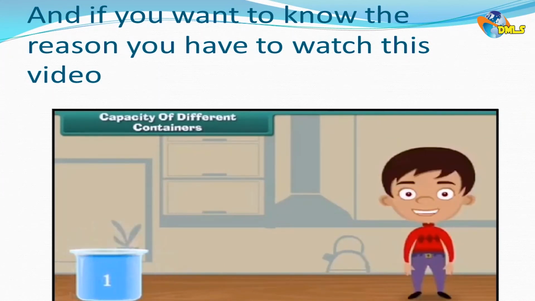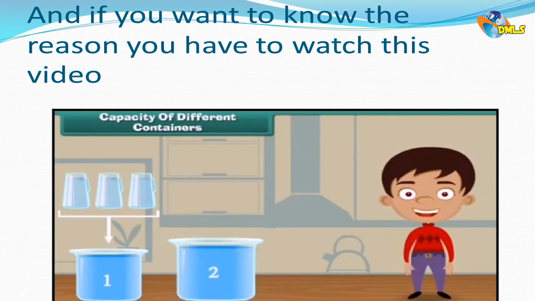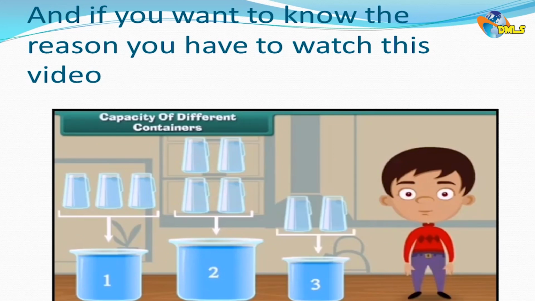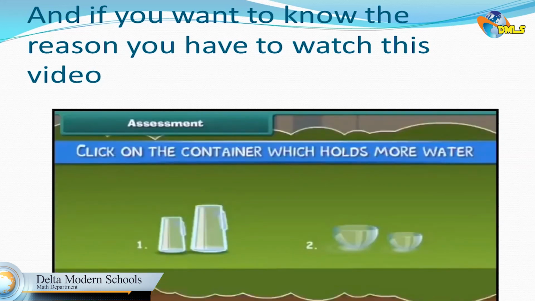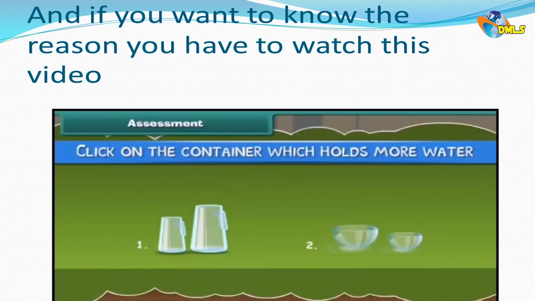Friends, we have seen that vessel 1 is filled with 3 jugs of water. Vessel 2 is filled with 4 jugs of water, and vessel 3 is filled with 2 jugs of water. It means vessel 3 holds the least water, and vessel 2 holds the most water. Now it is time to check what you have learned. Click on the container which holds more water.